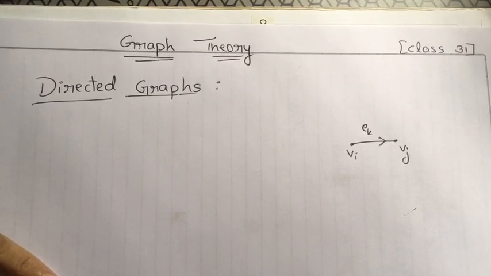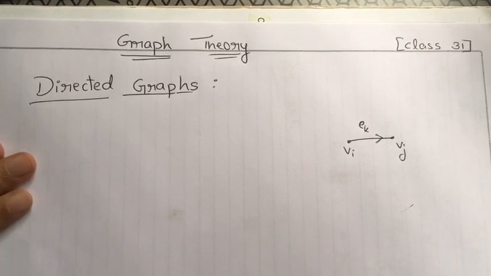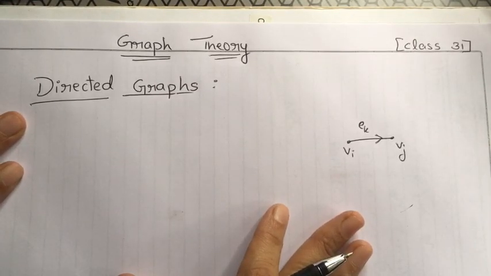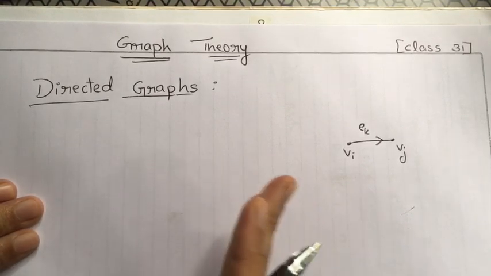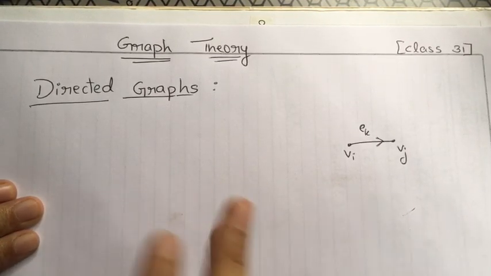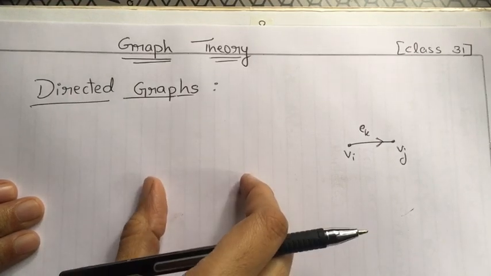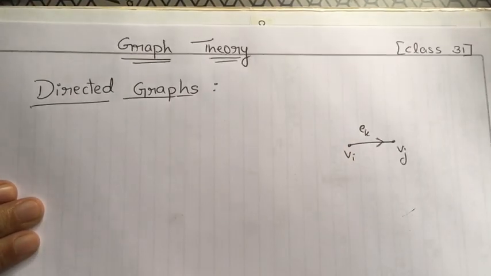Hello everyone. Today's class will learn about directed graph. The graphs studied so far were undirected graphs, meaning there was no direction assigned to edges in the graph.